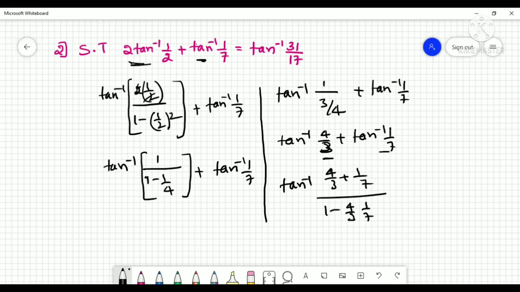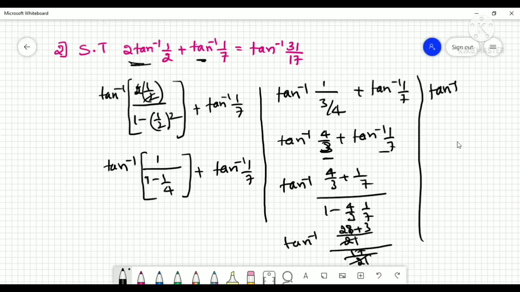Now, next, tan inverse. The LCM is 21. Then 21 plus 7 is 28, 28 plus 3 divided by 21 as it is. 21 minus 4 on the bottom, cross multiplication gives 70 after 21 gets cancelled. What is left? Tan inverse 31 by 70. This is our required RHS.